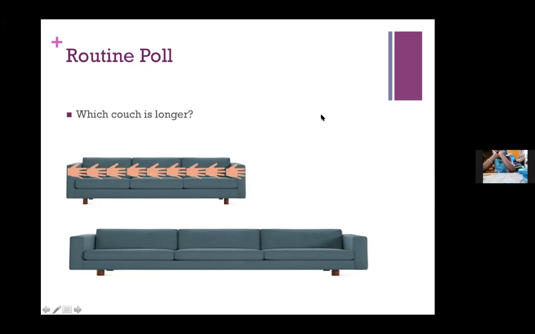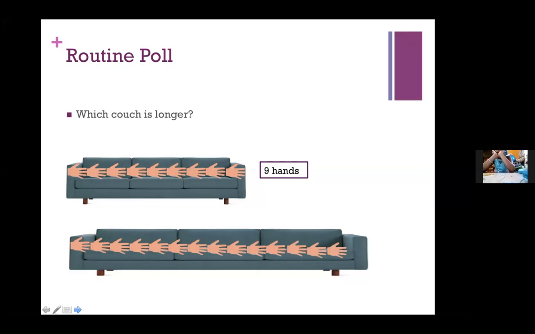Jonay, how many hands long is the first couch? Couch A. 9 hands. Couch A is 9 hands. Thank you, Jonay. I'm now going to do the same thing for the second couch. 1, 2, 3, 4, 5, 6, 7, 8, 9, 10, 11, 12, 13, 14, 15. 15 hands we have here.